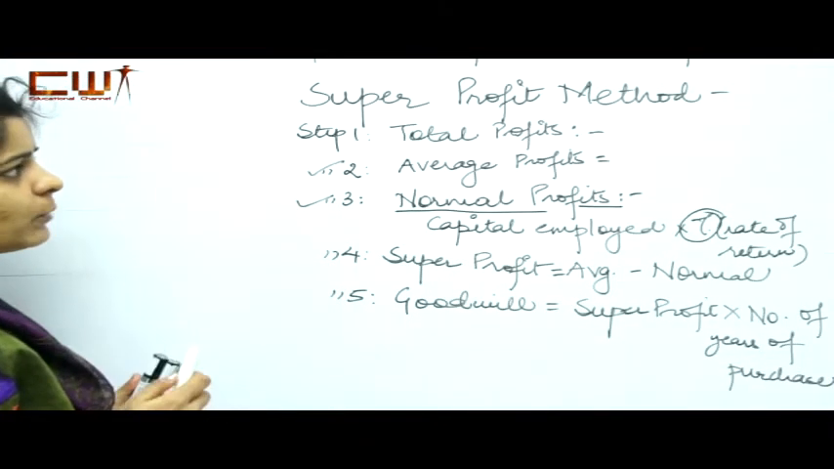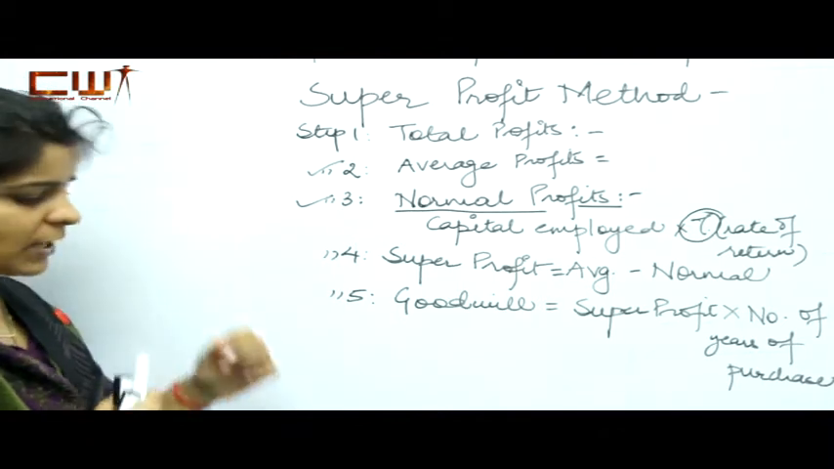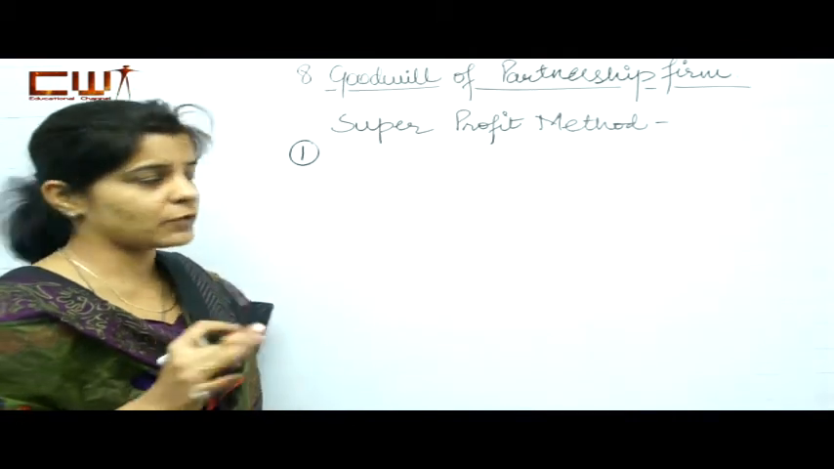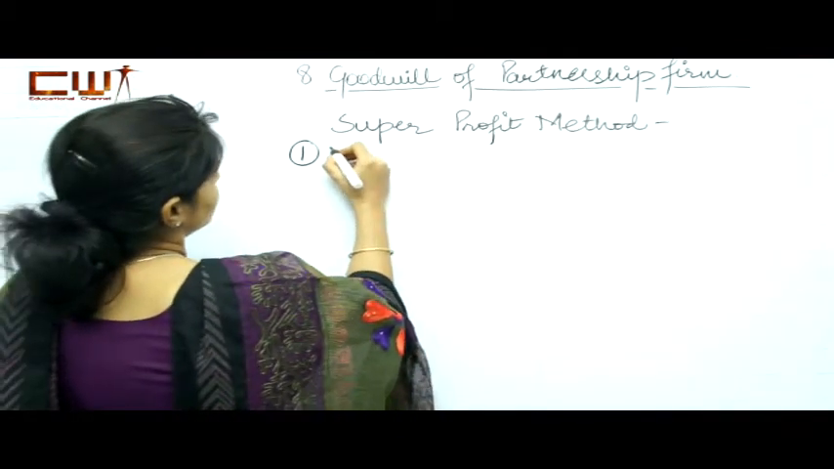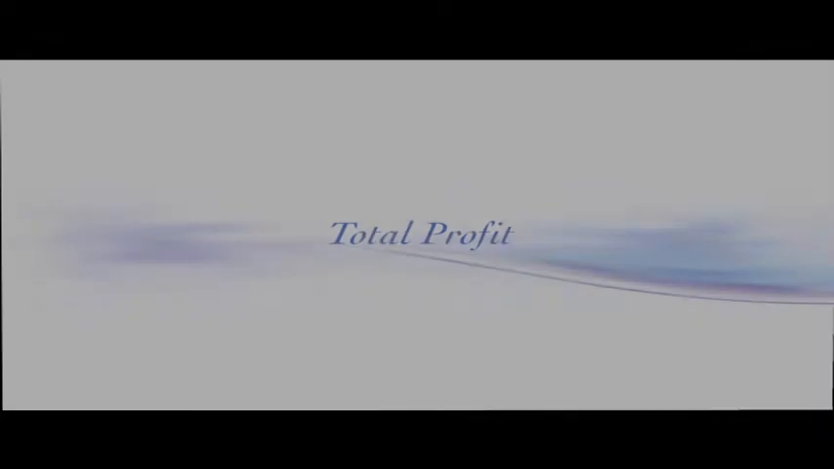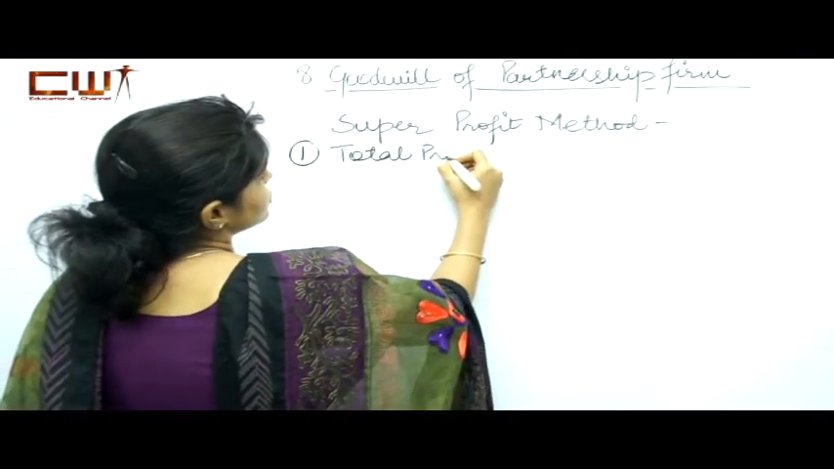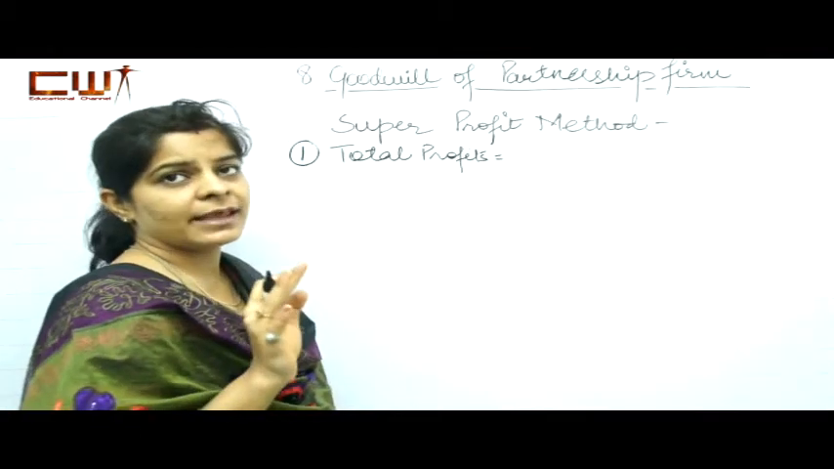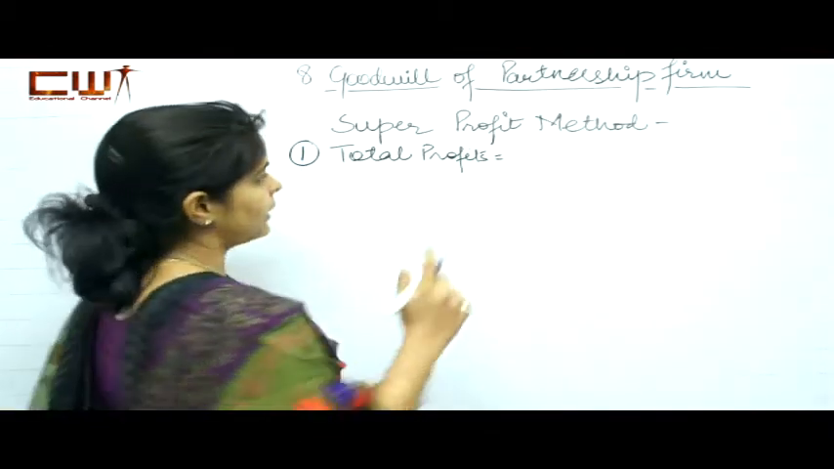Let's move on to the first numerical question, number 1 of chapter number 8. We will do the first numerical. See what the first numerical says. They have given the profits for the 3 years. So first we will find out the total profits. In this question, they have not given any loss. They have given profits for the 3 years.